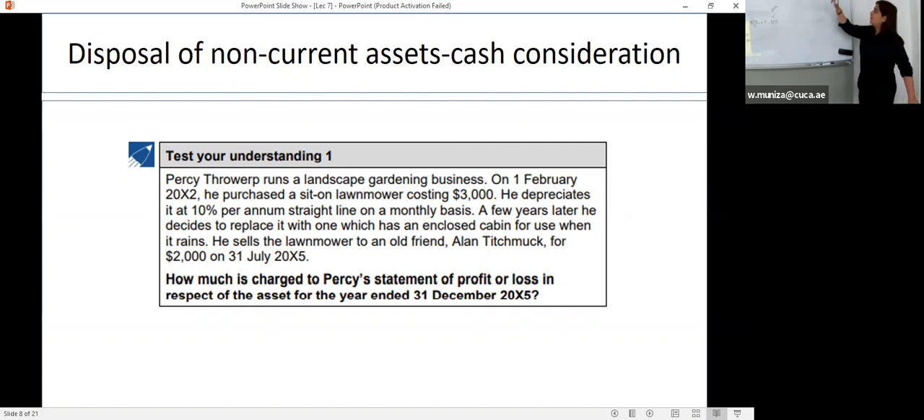Okay. So for the first year, 31st December 2002, the depreciation has been for 11 months. Is it? February में purchase हुआ है ना. February, March, April, May, June, July, August, September, October, November, December, 11 months. This will be the charge for the first year. So the carrying value at 31st December 2002, how much will it be? 3,000 minus how much is the depreciation for the first year? It's 275. 300 multiplied by 11 divided by 12.